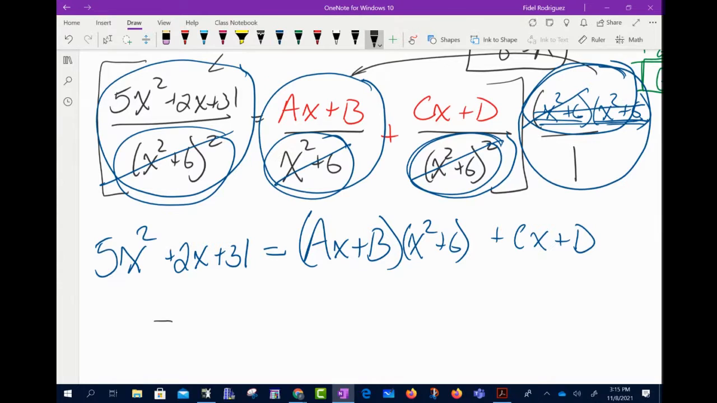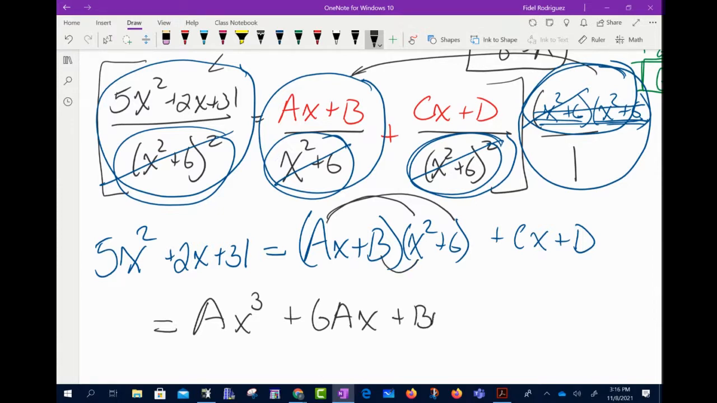Okay, y'all. So look, we're going to start going real slow. We're going to take ax times x squared. That should give me, everybody agree, ax to the third? And then ax times 6 is going to give me a 6ax. And then b times x squared is going to give me a bx squared. And then b times 6 is going to give me a 6b.